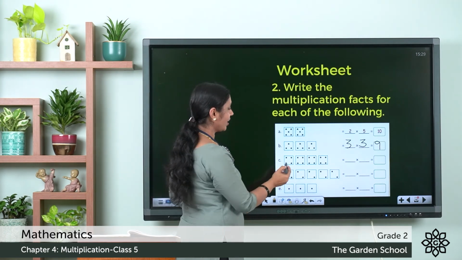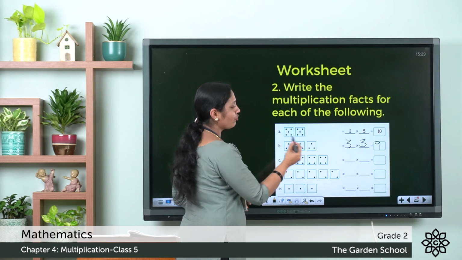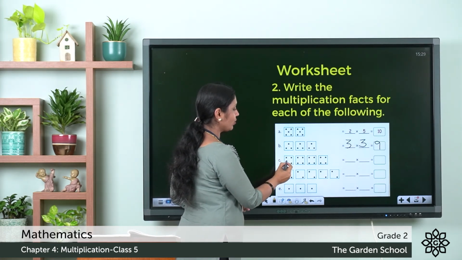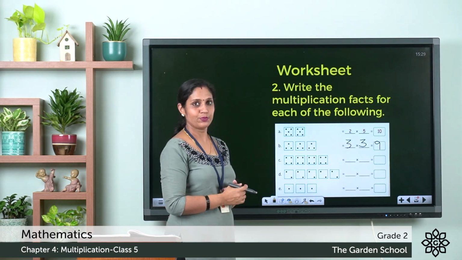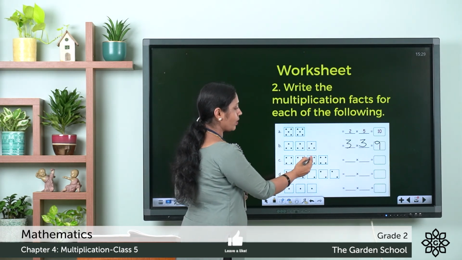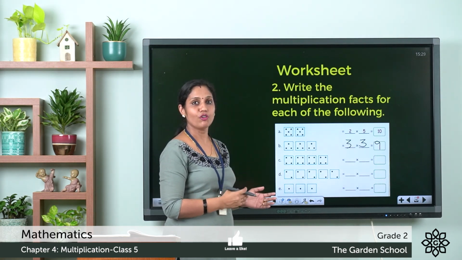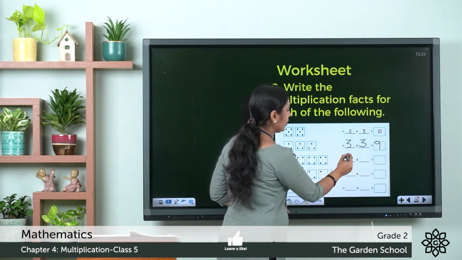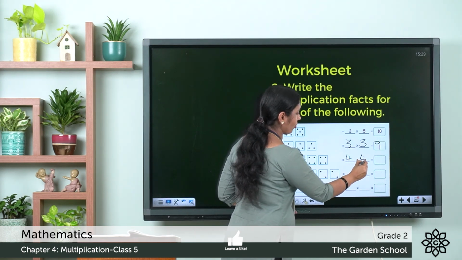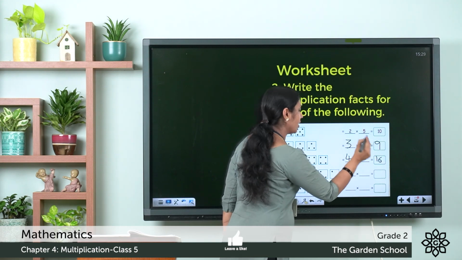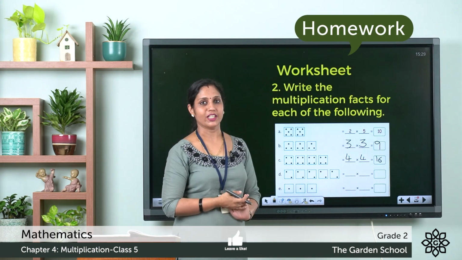Here you can see that there are 1, 2, 3, 4 boxes, and in each box there are 1, 2, 3, 4 dots. So it is 4 plus 4 plus 4 plus 4, or you can write in the multiplication form as 4 into 4. So 4 into 4, and 4 fours are 16. So write the answer here. Similarly, we can find out the rest of the exercises.